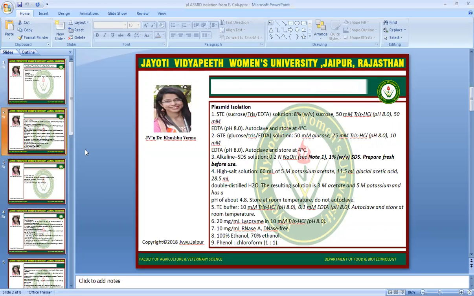Material required for the plasmid isolation: first is STE solution, which is sucrose Tris EDTA solution, in which 8% weight by volume sucrose, 50 millimolar Tris HCl with pH 8 and 50 millimolar EDTA with pH 8, then autoclave this mixture and store at 4 degrees. Second solution is GTE, glucose Tris and EDTA solution, which has 50 millimolar glucose, 25 millimolar Tris HCl with pH 8 and 10 millimolar EDTA with pH 8, and autoclave it and store at 4 degrees.